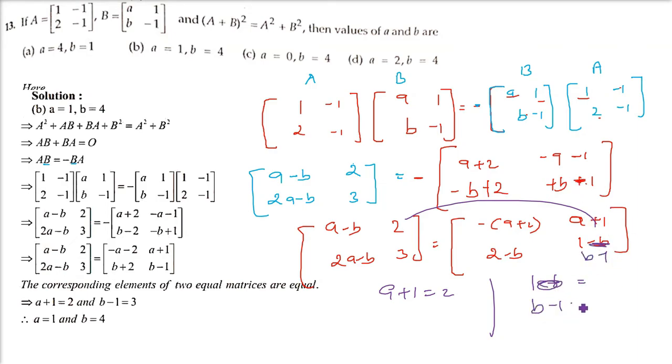So B minus 1 is equal to 3. From here it comes A equals 1 and B equals 3 plus 1, that is going to be 4. So A is 1 and B is 4, right? A1, B4, this is the answer. B is the answer.